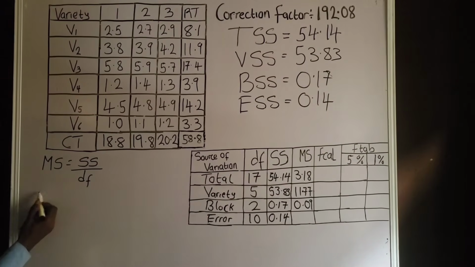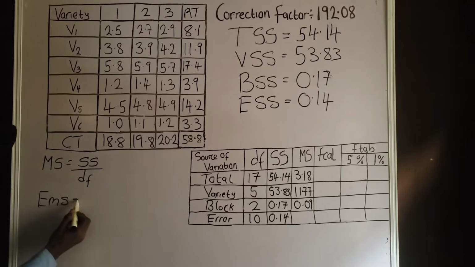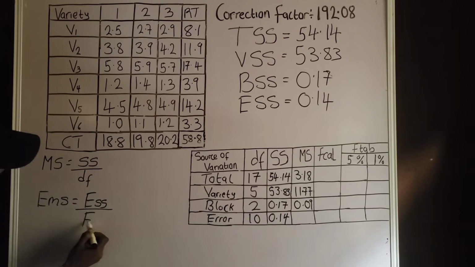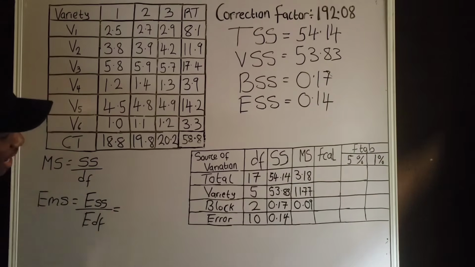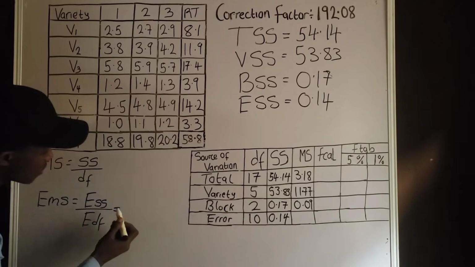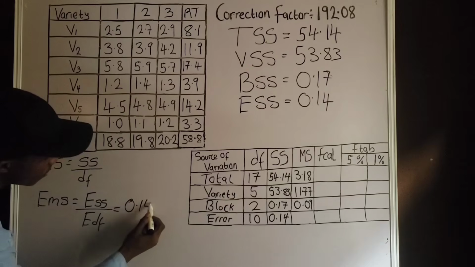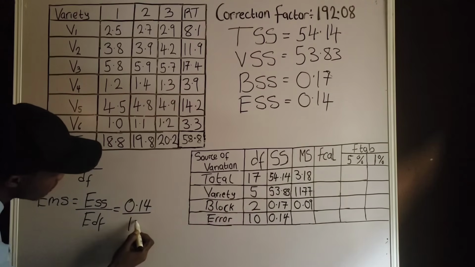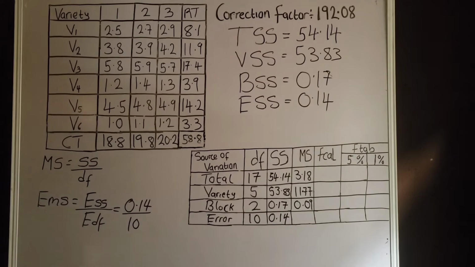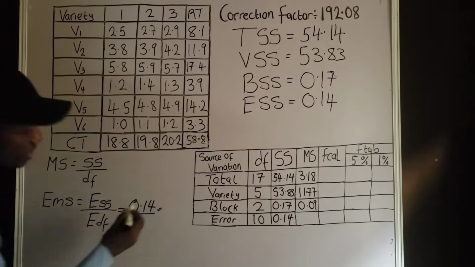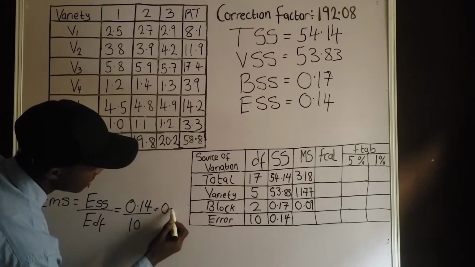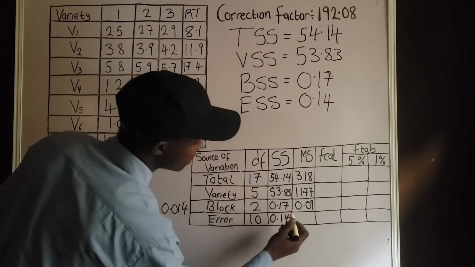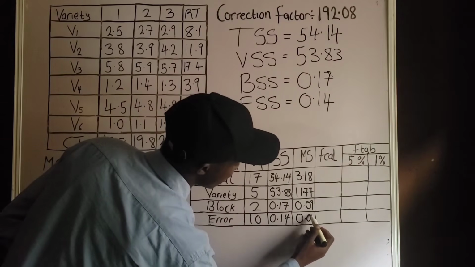Okay, let us calculate the mean square of error. The error mean squared is equal to the error sum of squared all over the error degree of freedom. And the error sum of squared is 0.14. 0.14 all over the error degree of freedom, which is 10. 0.14 divided by 10. The value is 0.014. So the value for this cell is 0.014.